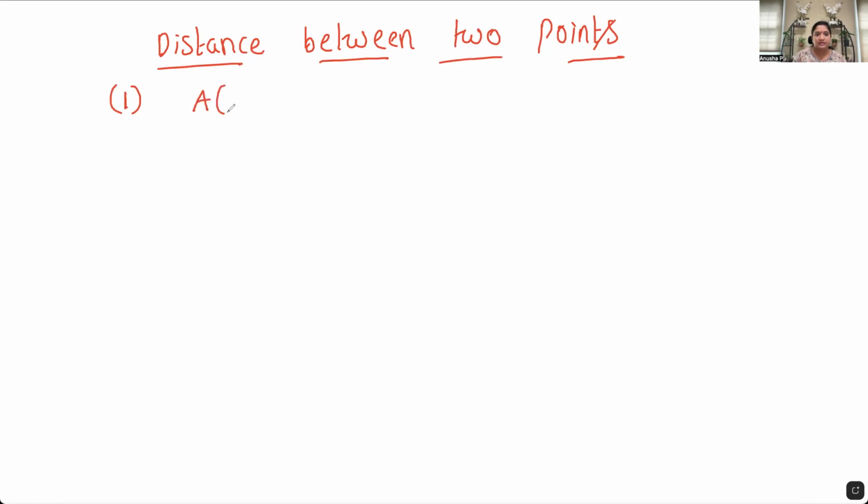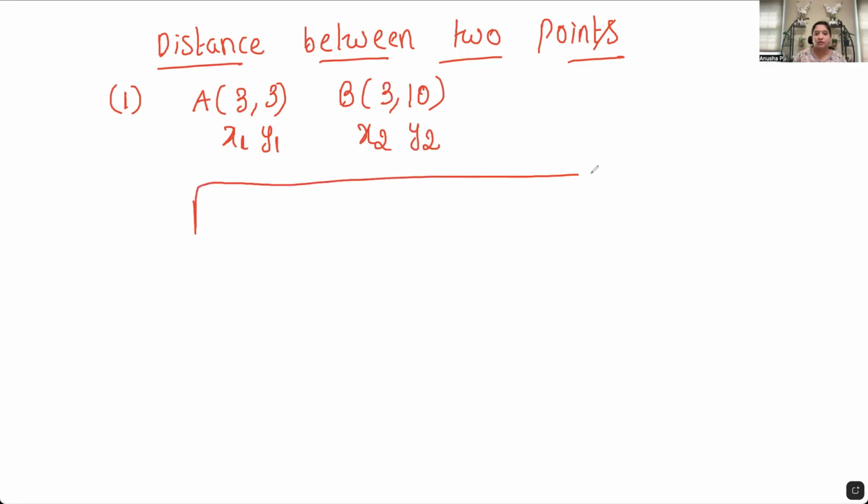The first points are A is (3, 3) and B is (3, 10). First point, we will label it as x1, y1. Second point, we will label it as x2, y2. And the distance formula is the square root of (x2 minus x1) whole square plus (y2 minus y1) whole square.